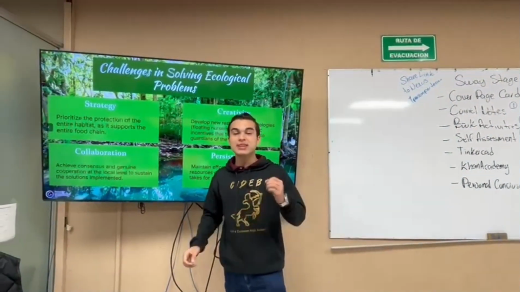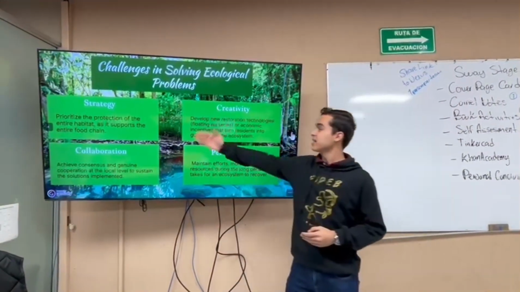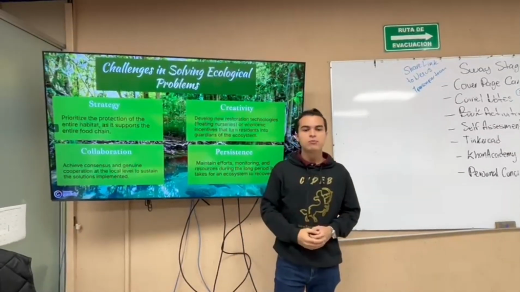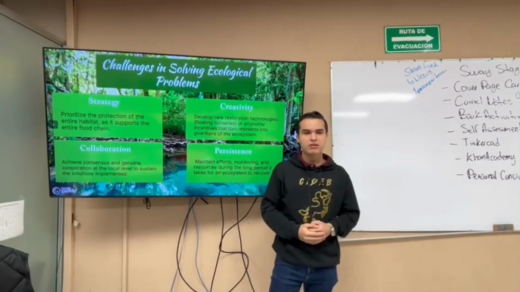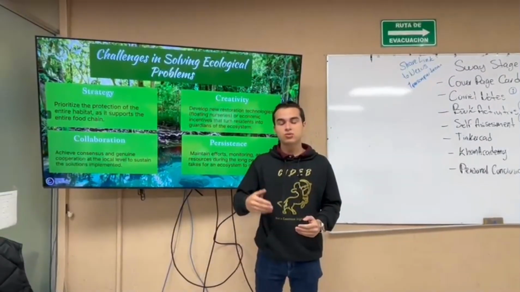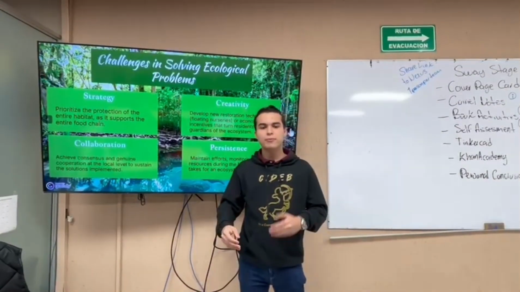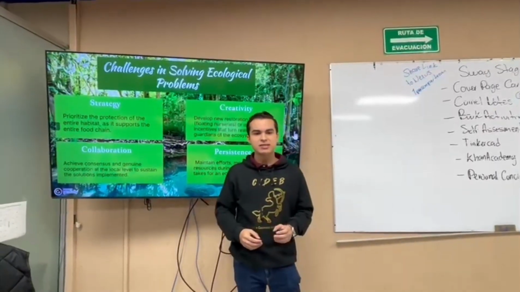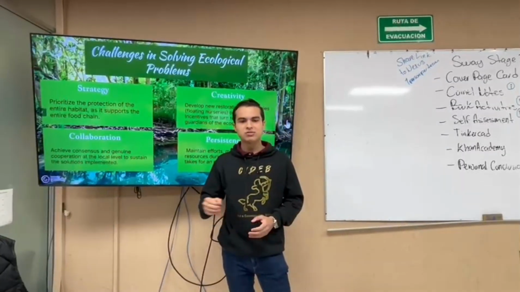To solve the complex ecological challenges, we must commit to four core principles: strategy, creativity, collaboration, and persistence. The strategy: we must prioritize the protection of the entire habitat. It supports the whole food chain. The creativity: we need to develop new technologies or economic incentives to turn residents into guardians. Collaboration: we must achieve genuine cooperation of consumers at the local level. And persistence: ecosystem recovery takes time. We must maintain efforts, monitoring, and resources for the long haul.